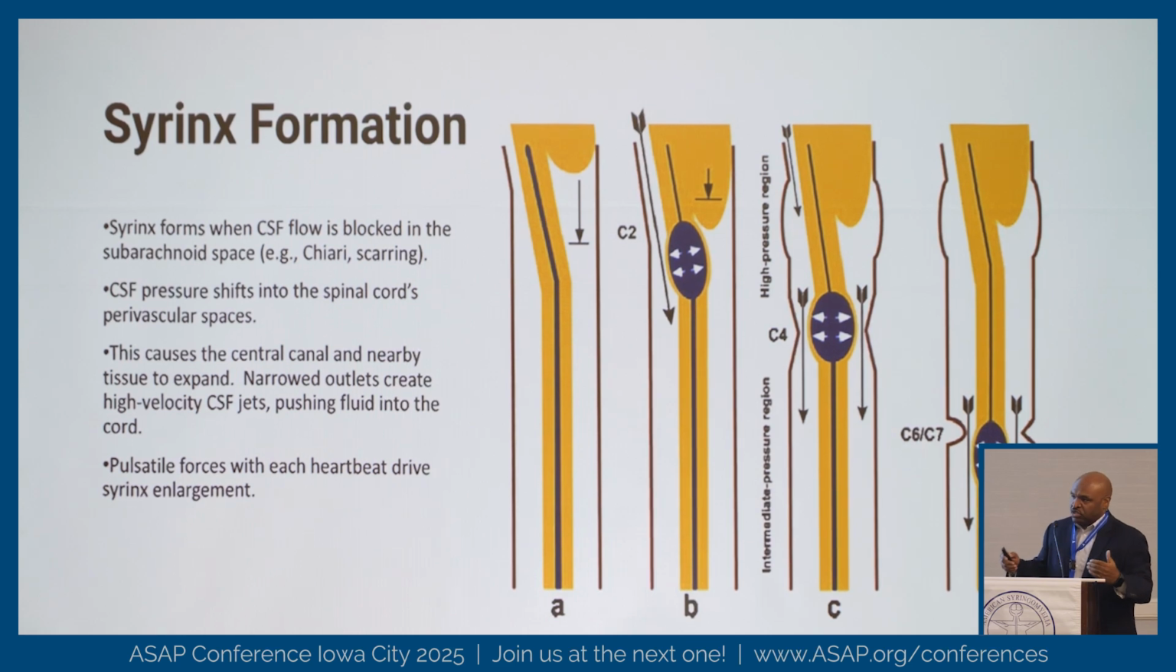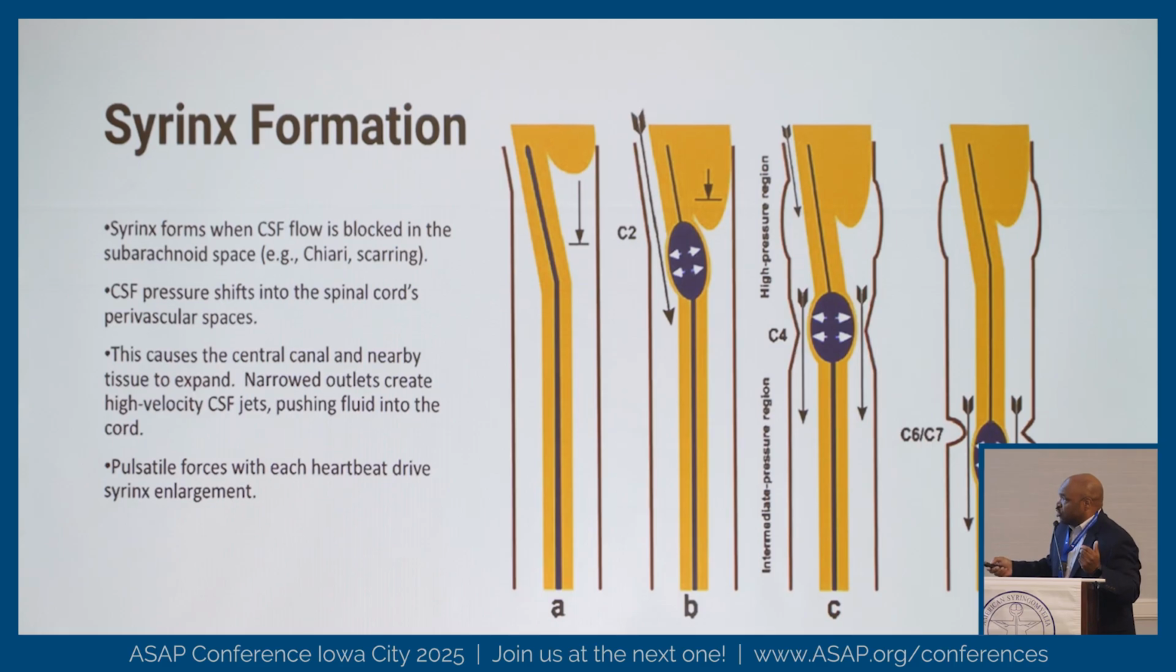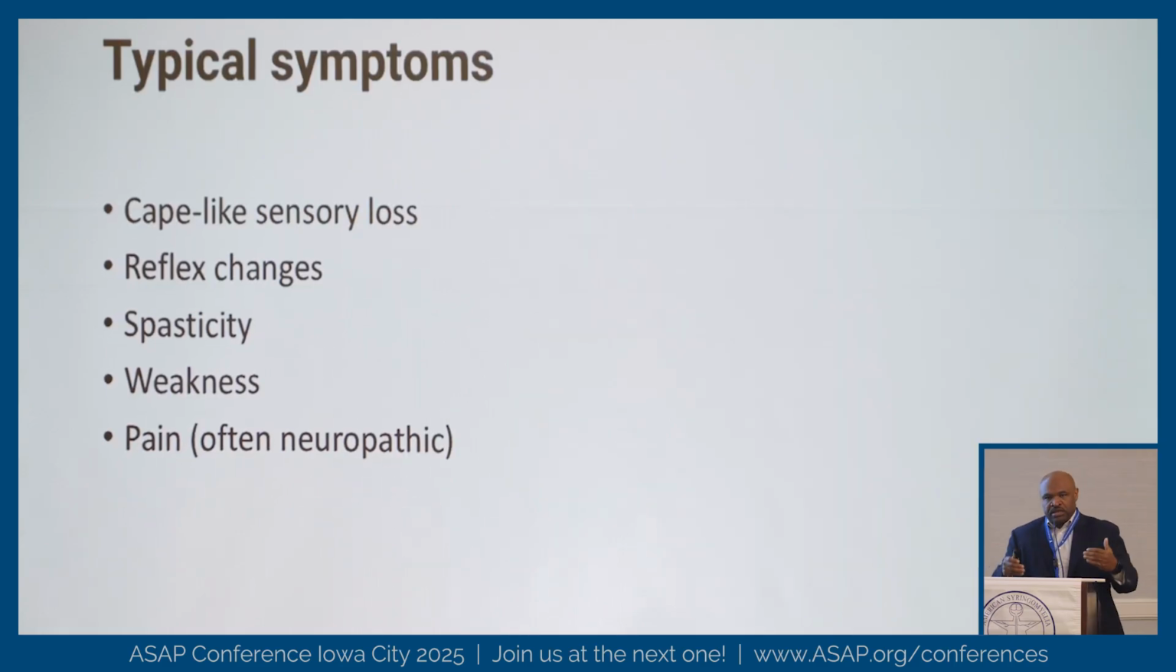This is just what Dr. Levy was talking about a few minutes before the presentation stopped. With this change in flow, you can get scarring or some sort of blockage of flow. That CSF pulse gets transmitted into the cord itself. You get expansion of the syrinx, and you have the pathology associated with the syrinx. Okay, again, same thing as discussed previously.